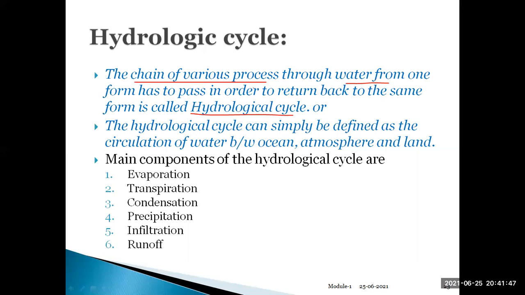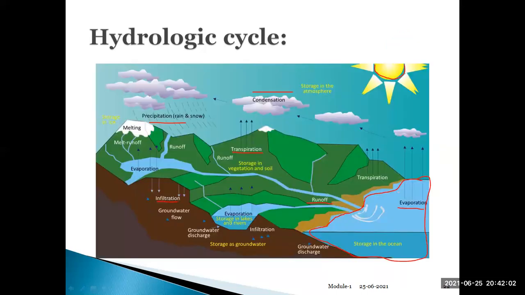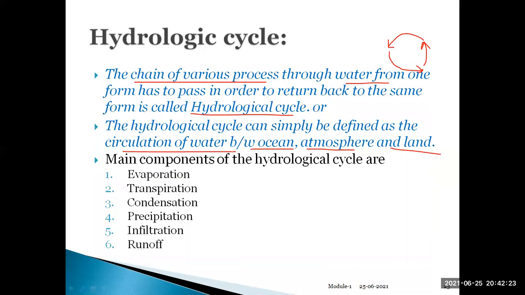Here the water keeps changing from one form to another form and returns back to the same form. It can also be defined as the circulation of water between ocean, atmosphere, and land, as you see here in the figure. So the circulation of water between ocean, atmosphere, and land is called the hydrological cycle.